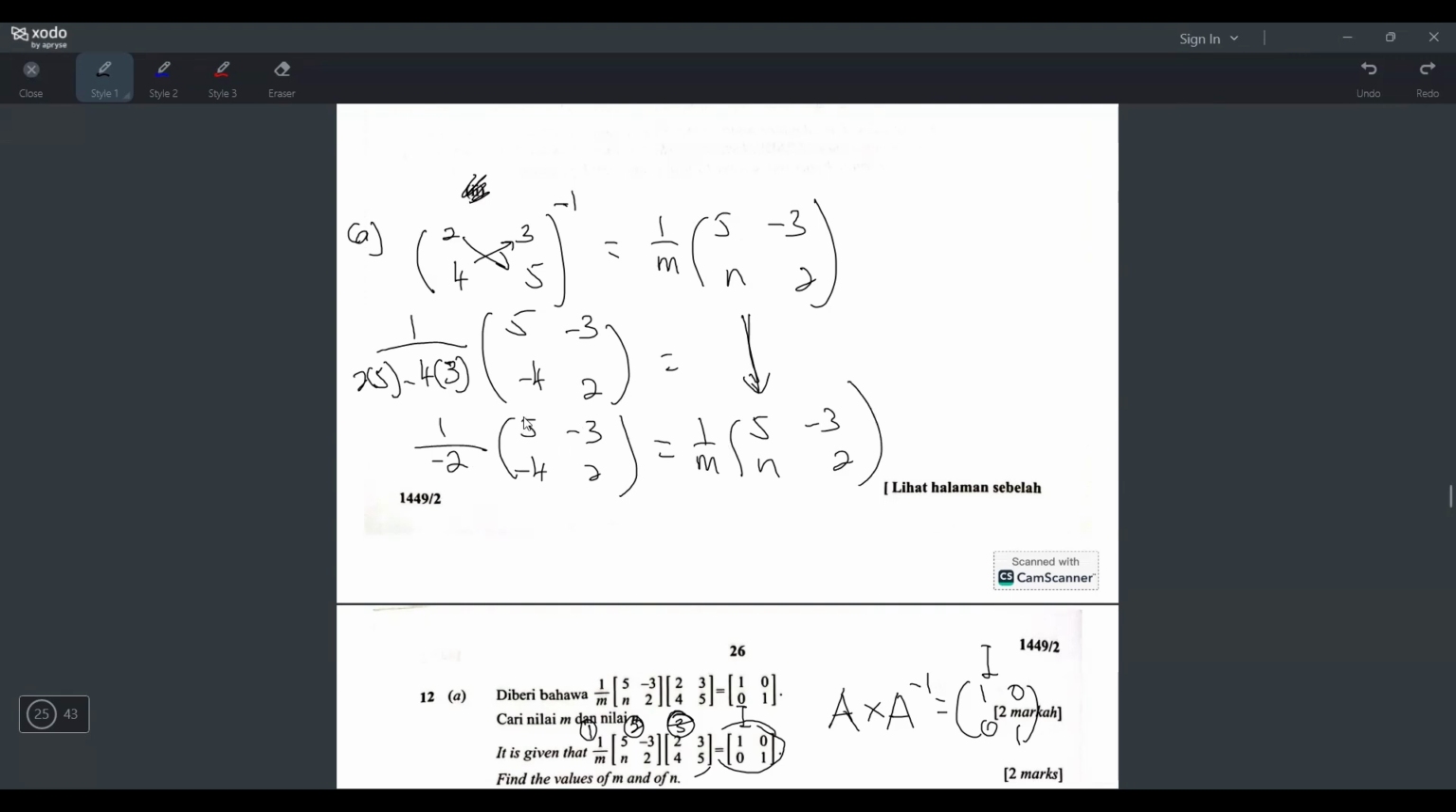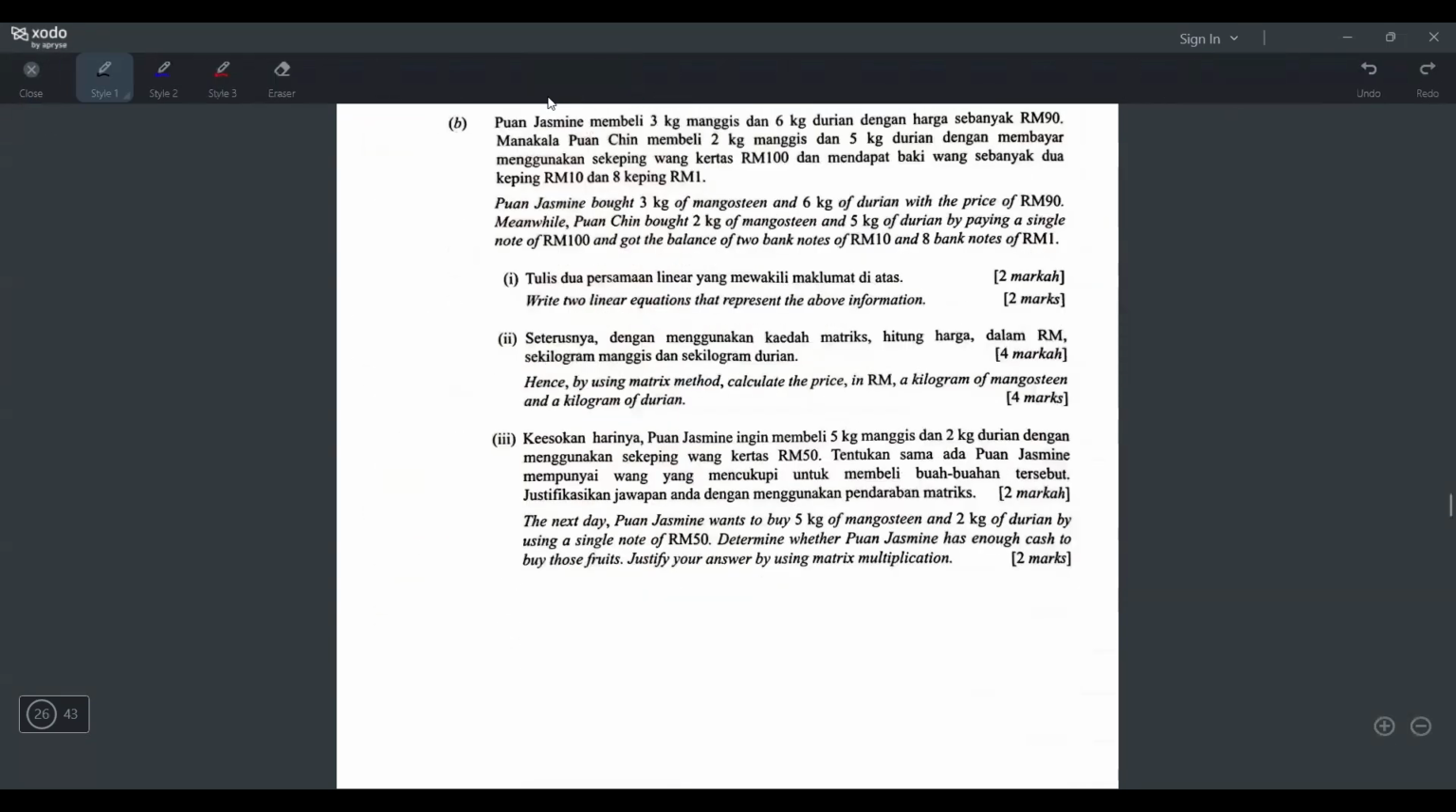Okay, now we just compare, banding. So 5 dengan 5 sama. Negative 3 dengan negative 3 sama. 2 dengan 2 sama. So n sama dengan negative 4. Compare, banding. And then 1 over dengan 1 over sama. Nombor bawah dengan nombor bawah sama juga. So m equals negative 2. Okay. Alright, so this is the answer. Okay, sudah siap soalan A. Now let's do soalan B.